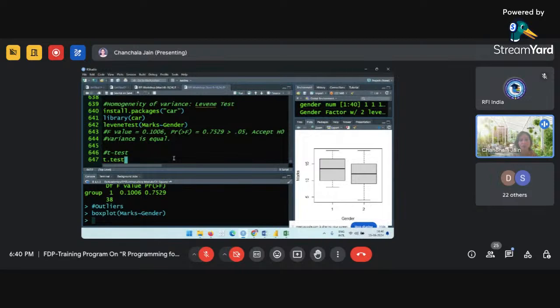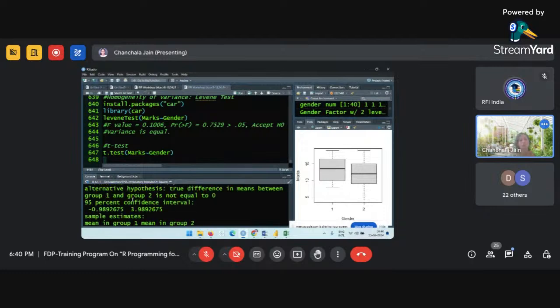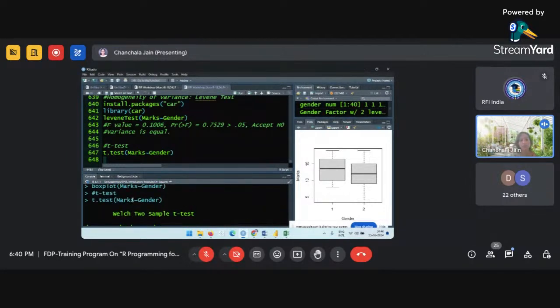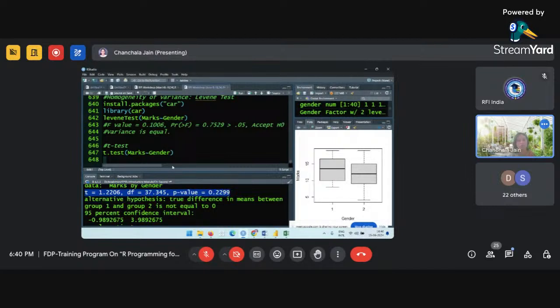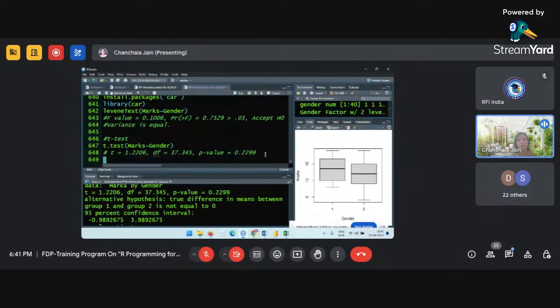So you need to write t.test using a bracket. Now you need to pass the name of your dependent variable first. Use a tilde sign. Then write the name of the second variable, which is your independent, that is gender, and you can press Control Enter. You will get the output. So output says here, this is your t value. So I'm copying this. You can find this says this p value is again greater than 0.05.